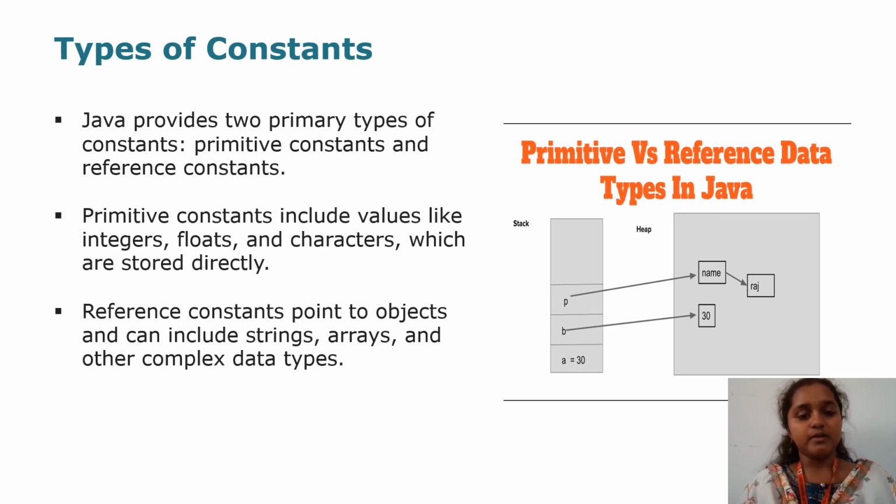The primitive constants directly store the value, but the reference constant points to the object, and the data is stored in the form of arrays, strings, etc. Moving to the next slide.